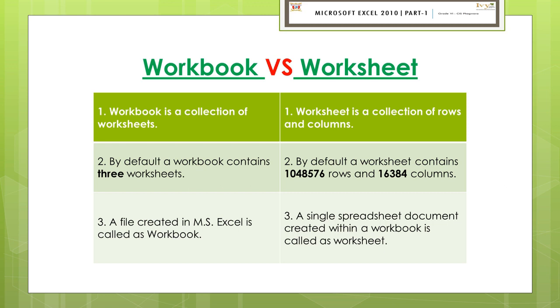Or we can simply say that a workbook is a collection of worksheets and a worksheet is a collection of rows and columns. By default, a workbook contains 3 worksheets and by default a worksheet contains 1048576 rows and 16384 columns. You can pause the video here and note down this difference.